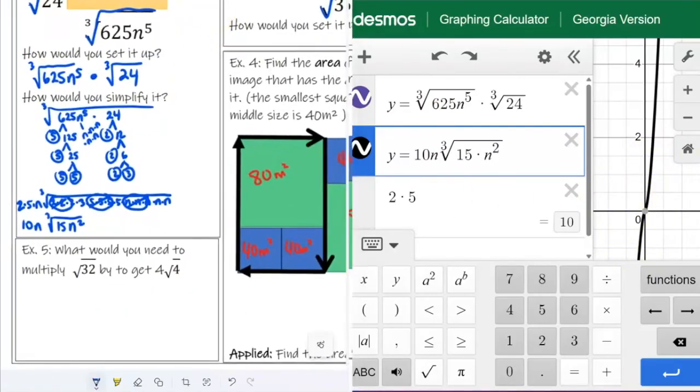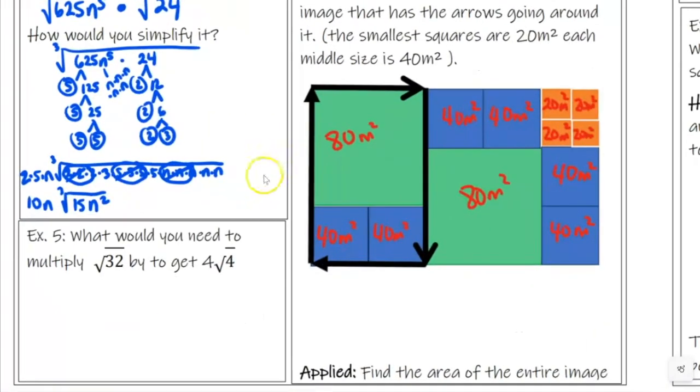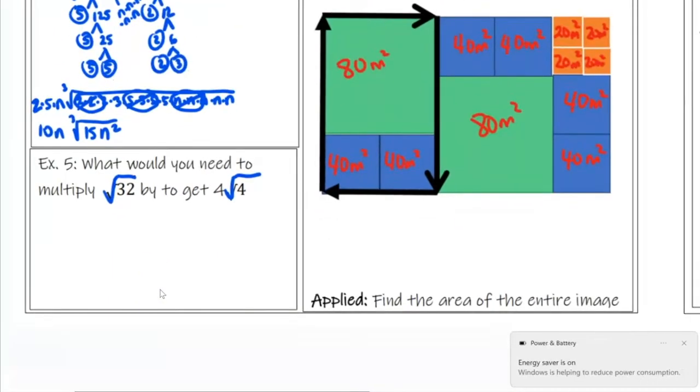I have some applied questions for you. What that means is questions that I haven't explicitly taught, but I want you to be able to figure it out. So I'm going to start you off on my applied questions, and then we're going to see if you can finish it off. It says, what would you need to multiply radical 32 by to get this? So what it's saying is radical 32 times something is going to give you this. And the hint is start breaking everything down and then see what's missing here to get you this answer. All right, so go ahead and give that a shot.